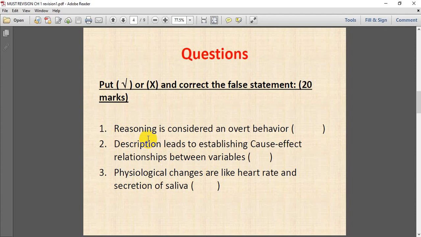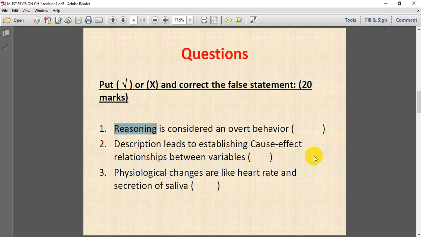And also we can answer this question in a different way. I am going to keep overt behavior and change the word reasoning. In that case, which is considered as overt behavior, as we said a few seconds ago? Motor activities, for example, any type of motor activity, fine motor activity, gross motor activity, and also verbal report and non-verbal communication.